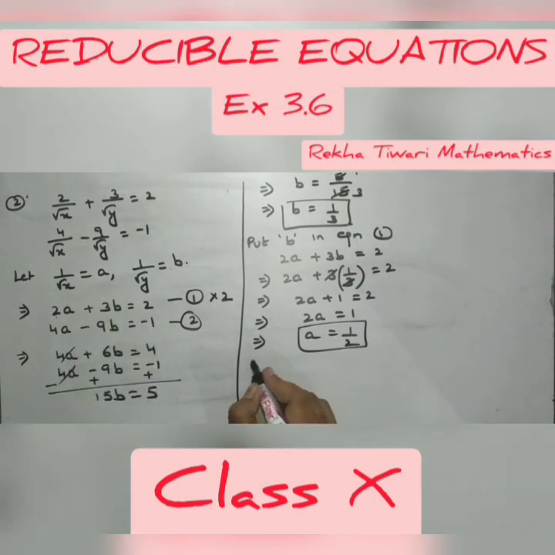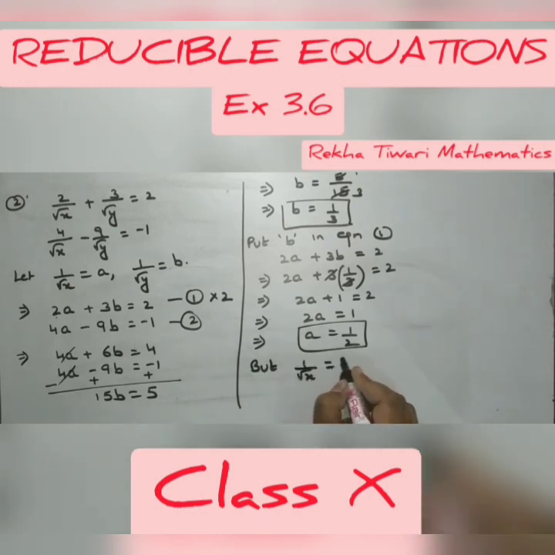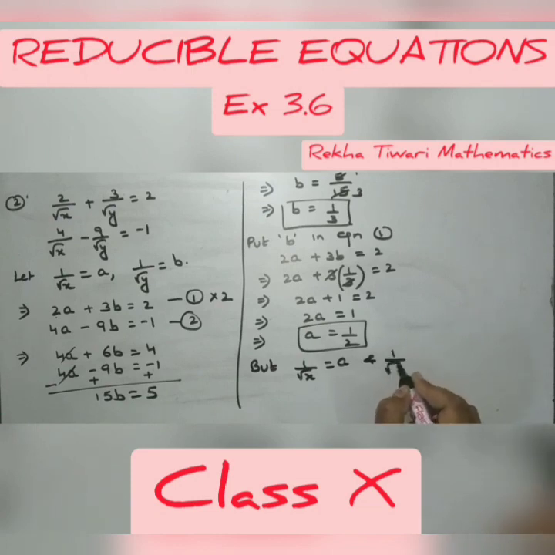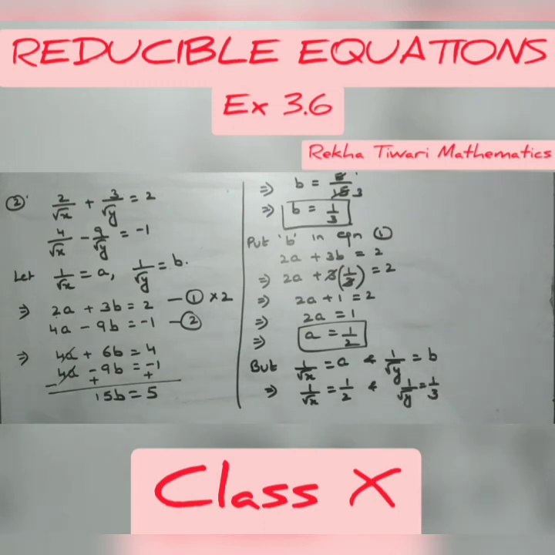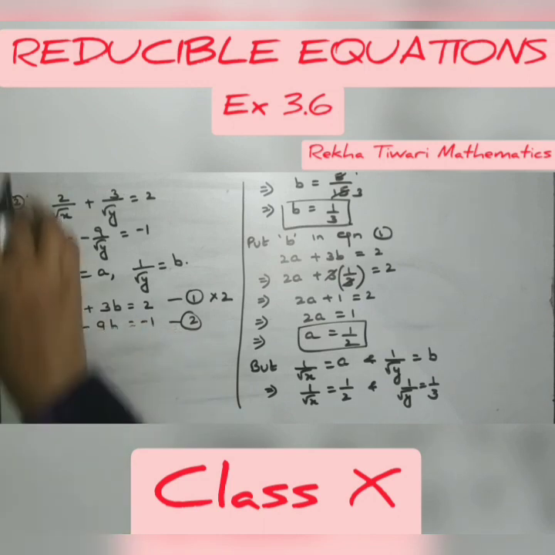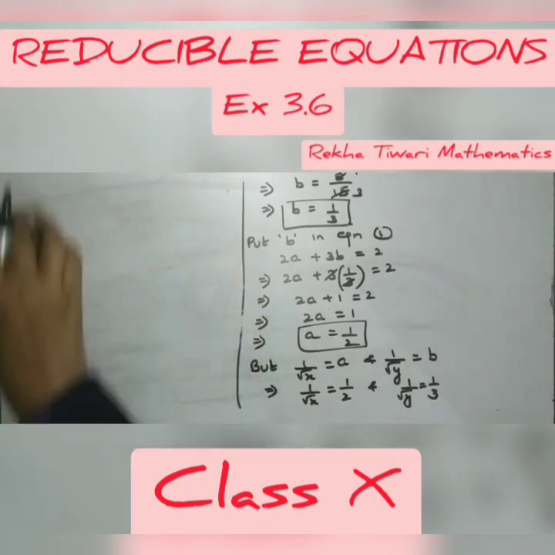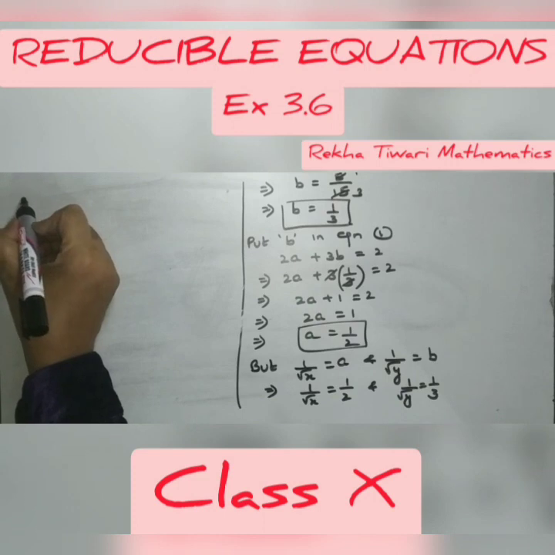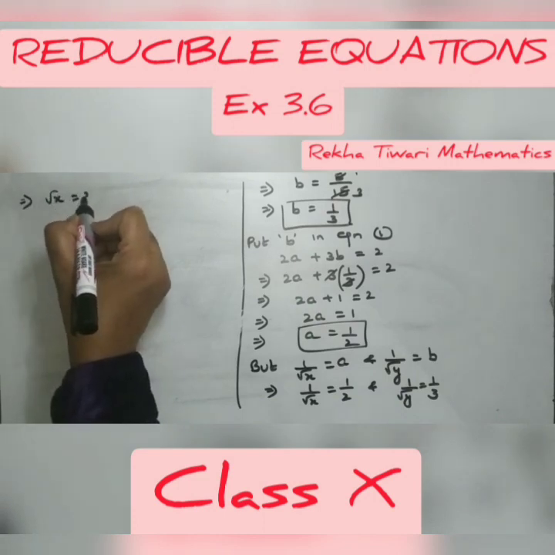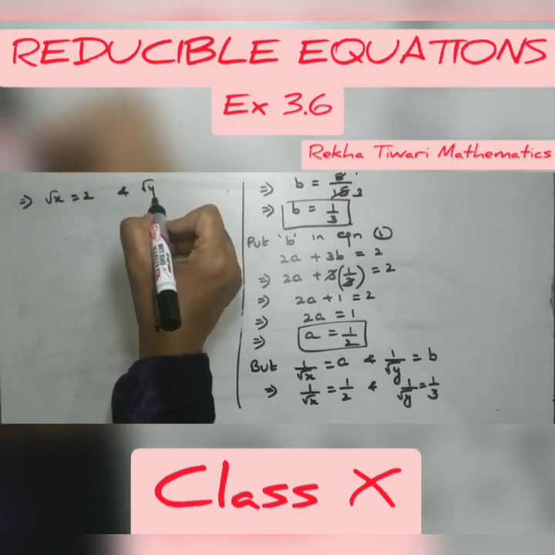But what is given to you? It's given that 1 upon root x is equal to a and 1 upon root y is equal to b. So this implies 1 upon root x is equal to 1 by 2 and 1 upon root y is equal to 1 by 3. Now reciprocate both to get x and y. So this implies root x is equal to 2 and root y is equal to 3.